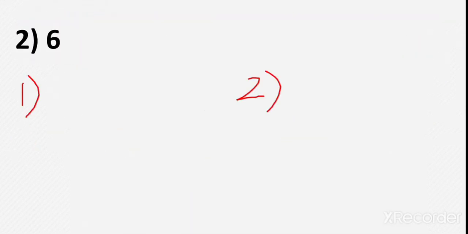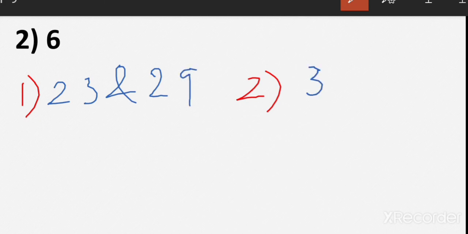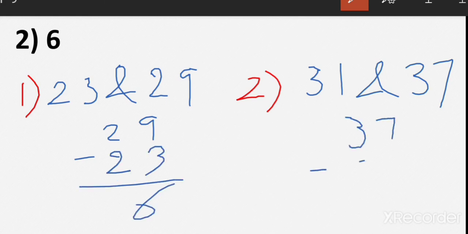So let's write. One pair will be 23 and 29. And the next will be 31 and 37. See here, 29 minus 23. I'm getting difference of 6. 37 minus 31. I'm getting difference of 6.